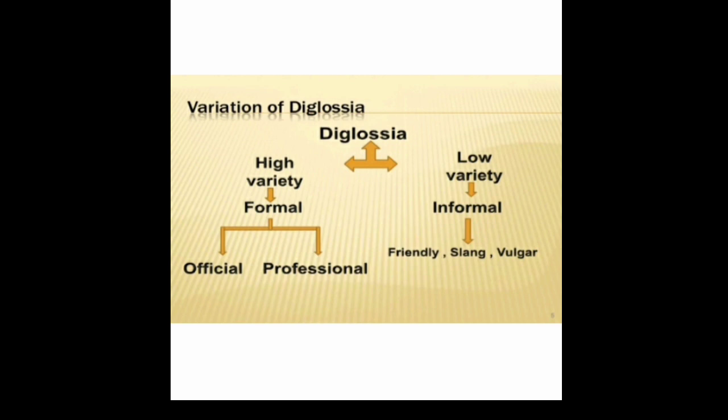The second is high variety. The language used for formal situations is high variety. It is the language that is learned at school or formally, and the speakers learn how to write in that language and how to learn the formal grammar rules of that language.